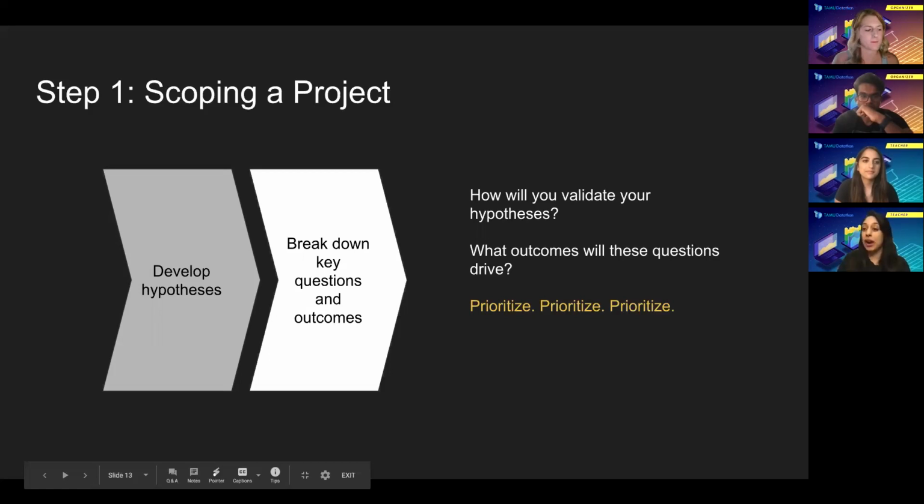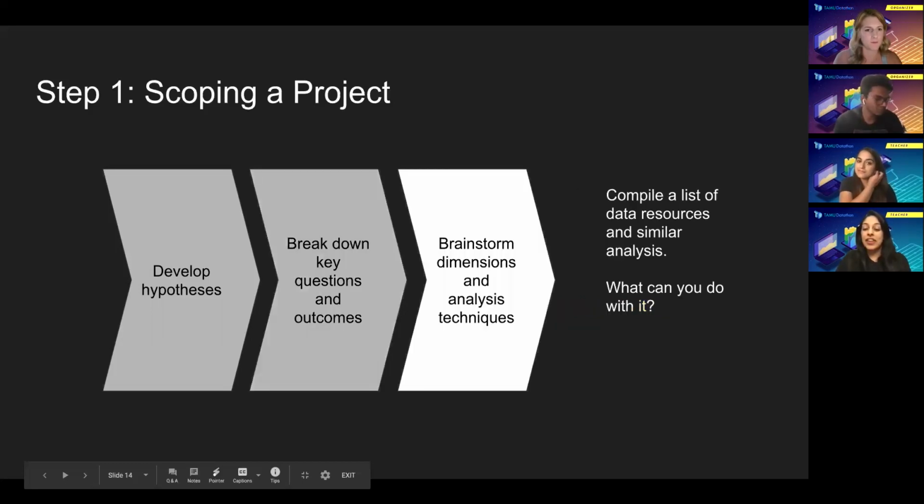So we really recommend prioritizing, because as a data scientist, there's so much work that we could do if we had boundless time, but we don't. And then brainstorm dimensions and analysis techniques. This is when a lit review is really useful. Start thinking about what sorts of dimensions you would cut the data on, what sorts of techniques you've seen in other analyses that you would want to use, and what you can do with it in this analysis.